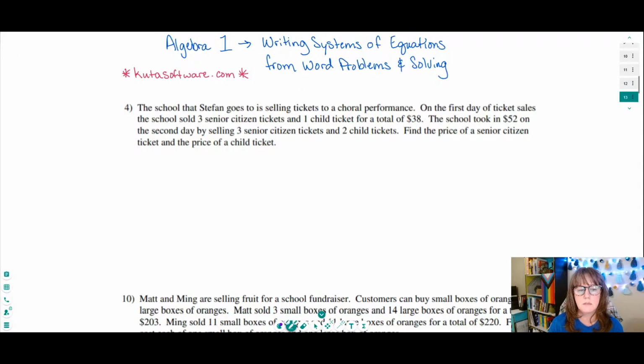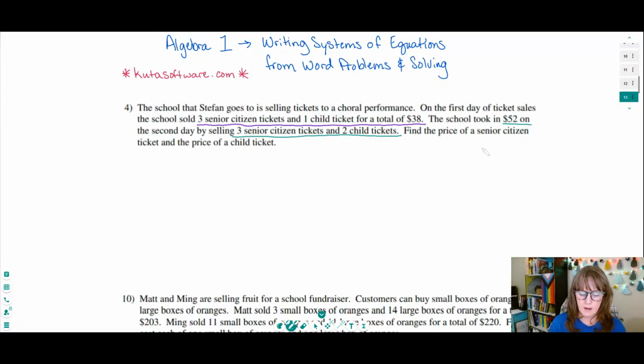Actually, hold on. No, I think I was reading this wrong because they gave us 2 different scenarios. One scenario has us with 3 senior citizen tickets and 1 child ticket, and they do give us the total of $38. And then the second day, we'll do this in a different color. The second day, they gave us the total of $52 and they told us how many of each ticket. Okay, so both of our equations are actually going to look very similar to each other. We're just going to have different numbers substituted in.